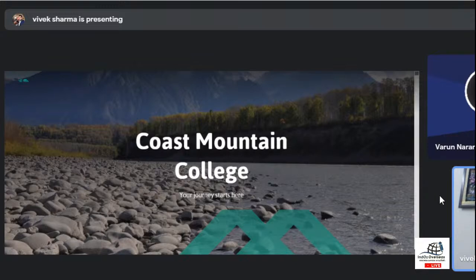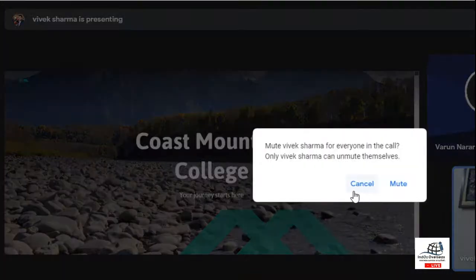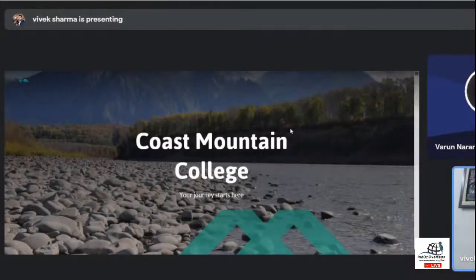The second most important thing is that Coast Mountain College is a public funded institute, so it's a government institute. So the students who are interested in getting admission into government institutions or public funded institutions, here it is. This is Coast Mountain College.